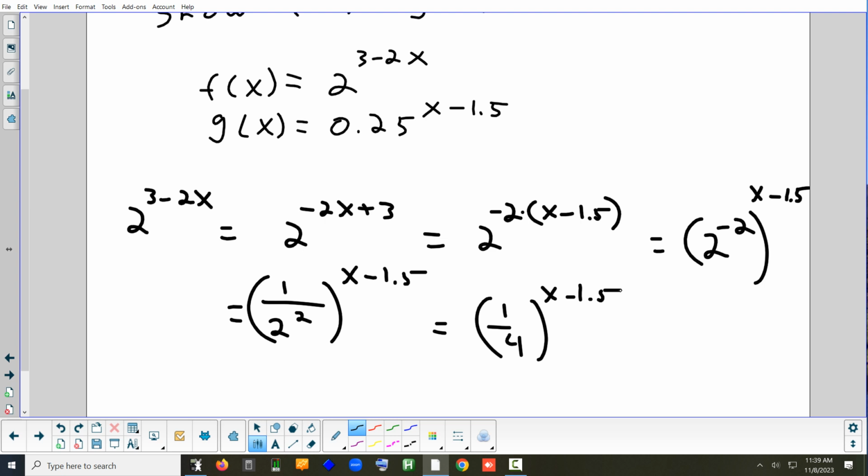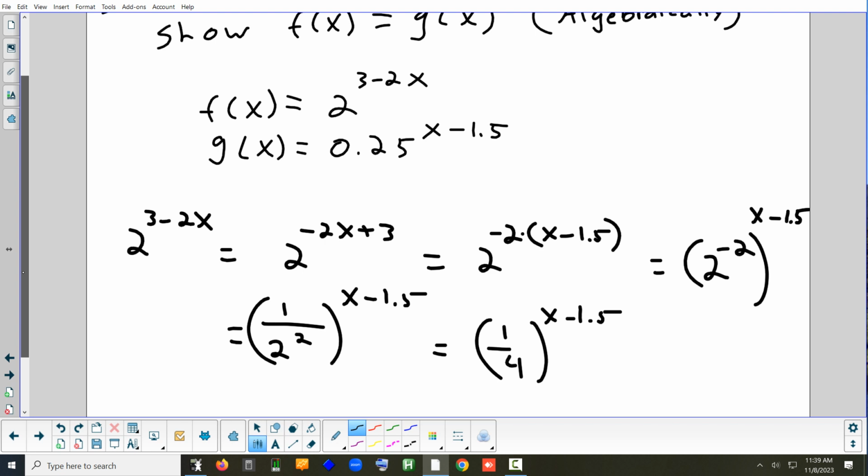Okay, so really it was factoring out that negative, rewriting the order, factoring out the -2, and then thinking that must have been a power to a power that caused you to multiply them together. So any question on how we showed those are the same?